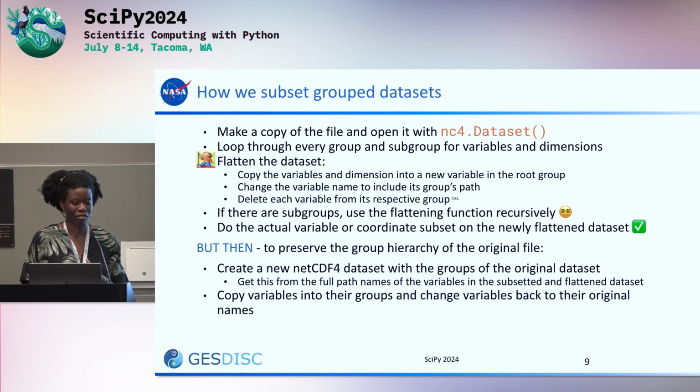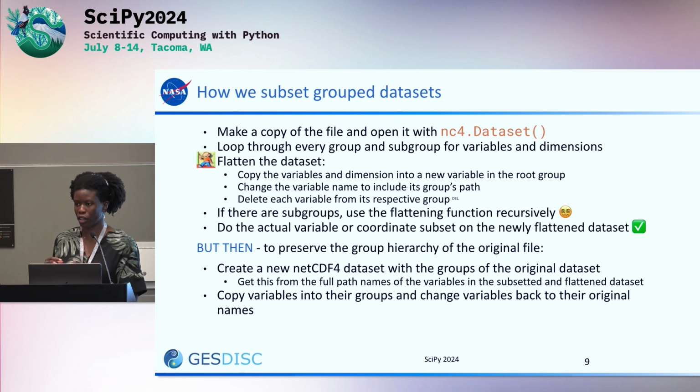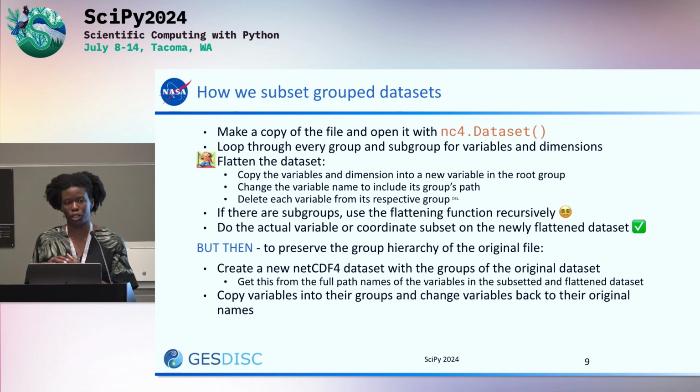But then we have to preserve the group hierarchy of the original file. So we do this by creating a new NetCDF dataset with the original groups of the original dataset. And we know this from the variables that are in the root group because we appended the full path name of the original groups to them. So then we recreate these groups and copy the variables back in there and change their names back to the original names that didn't include the groups.